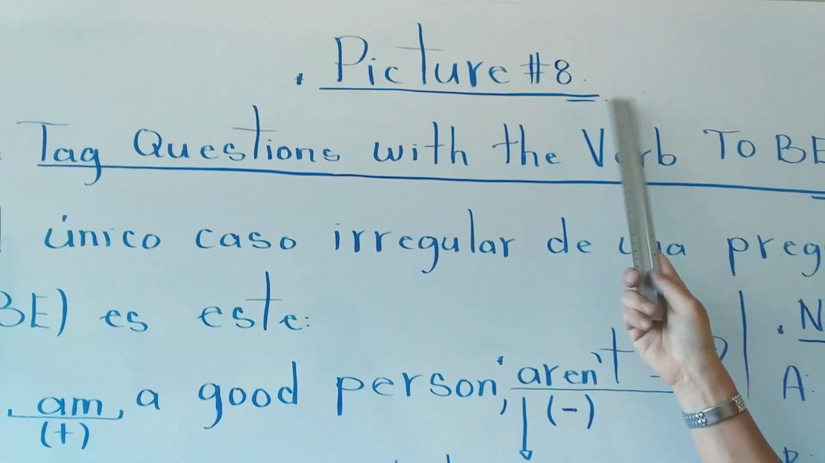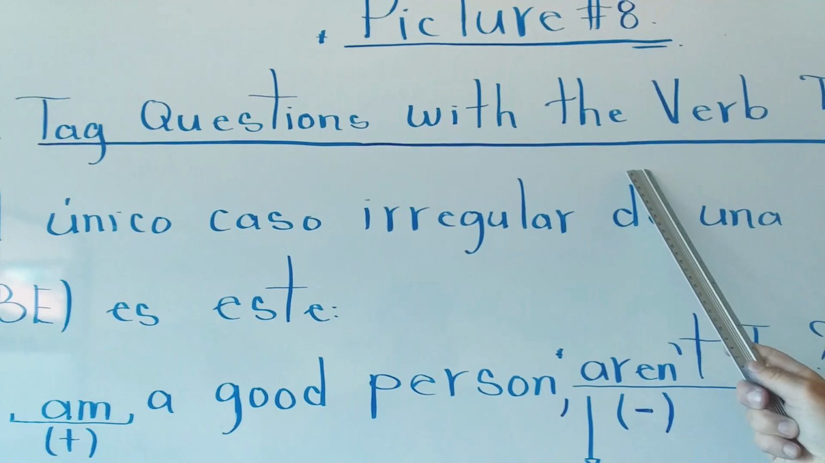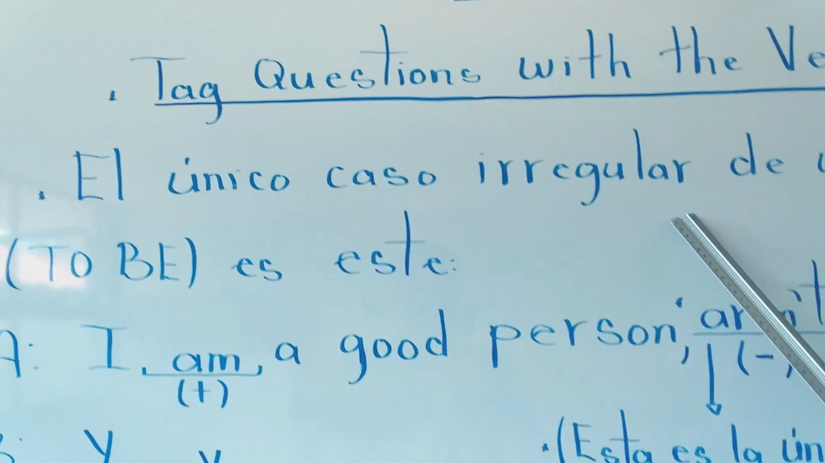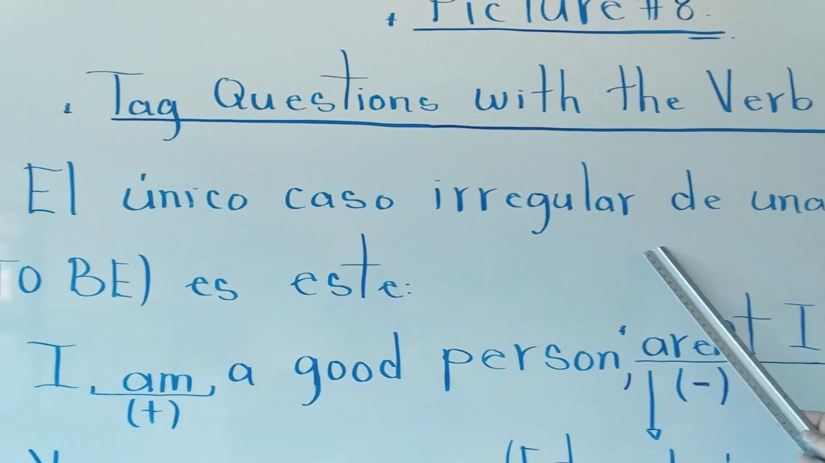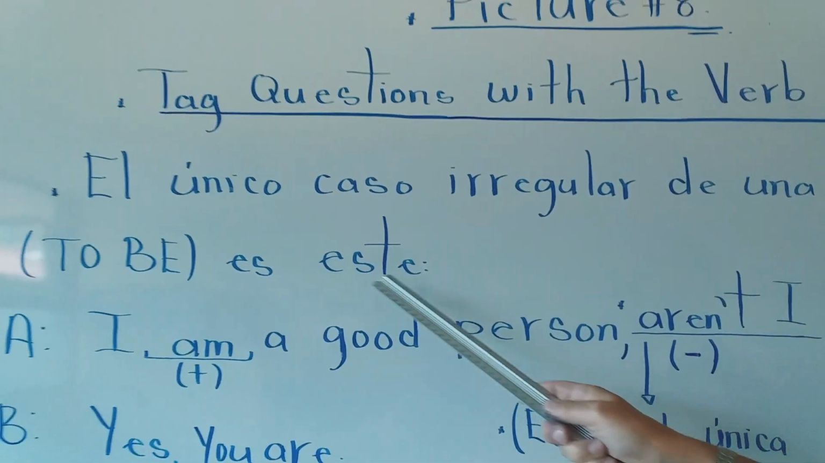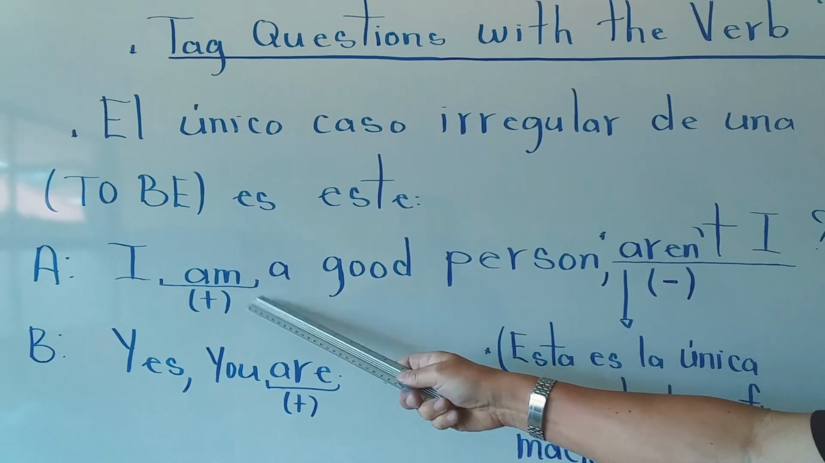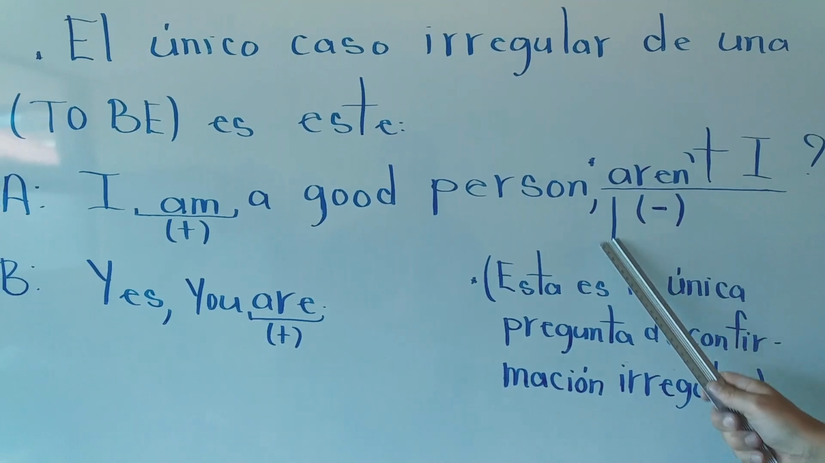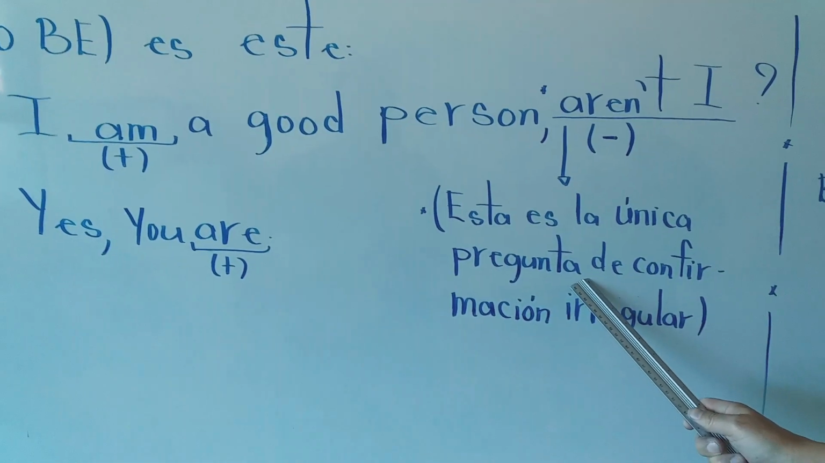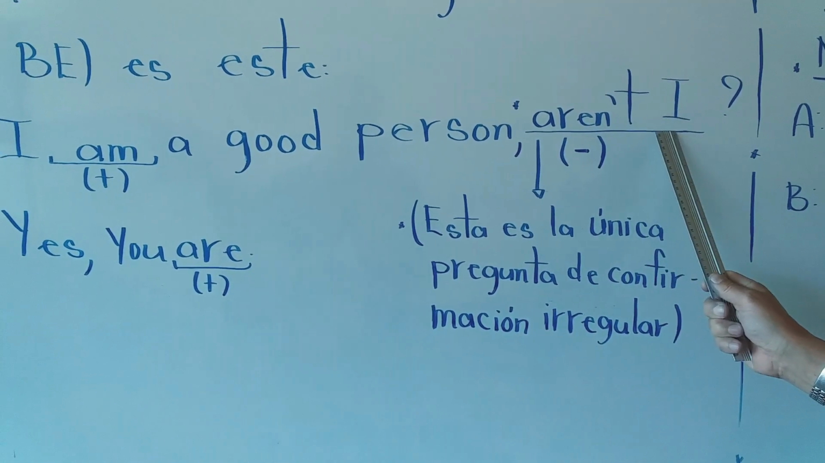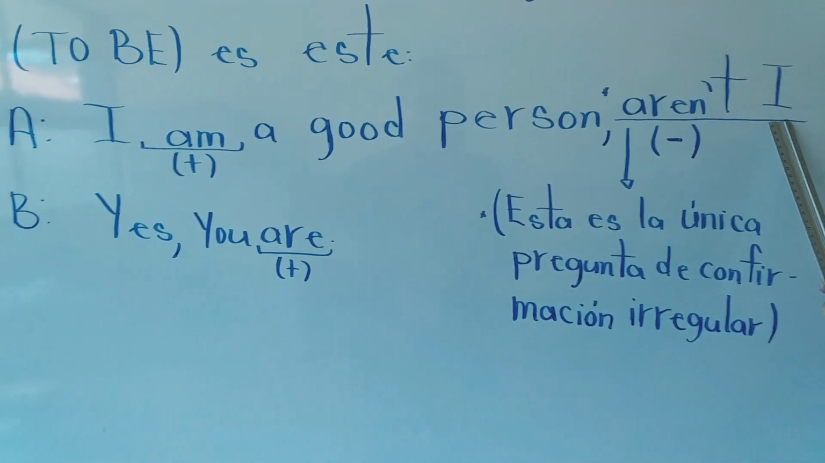Picture number 8. Tag questions with the verb to be. The only irregular tag question with the verb to be is this one. I am a good person. Adding I, here it is. This is the only irregular tag question. Look, adding I. It's totally different.